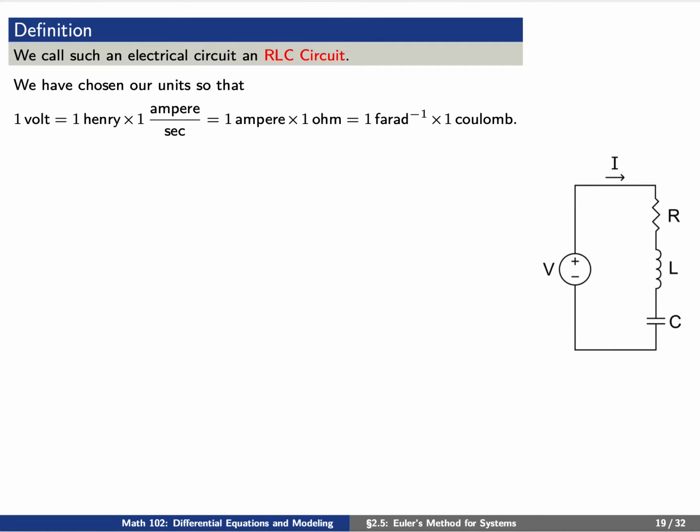Putting all four of these together, we have what's typically called an RLC circuit, R for resistance, L for inductance, and C for capacitance. This is just a minor bit of bookkeeping. We typically have chosen our units such that 1 volt equals a henry ampere per second, or you can write this as an ampere times an ohm, or you can write this as inverse farads times coulombs.